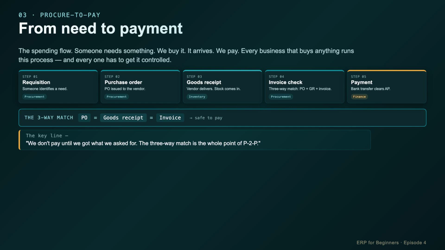Vendor delivers. Inventory posts a goods receipt. The vendor's invoice arrives. The system runs a 3-way match. PO equals goods receipt equals invoice. If the 3 agree, payment is safe. Finance clears accounts payable.